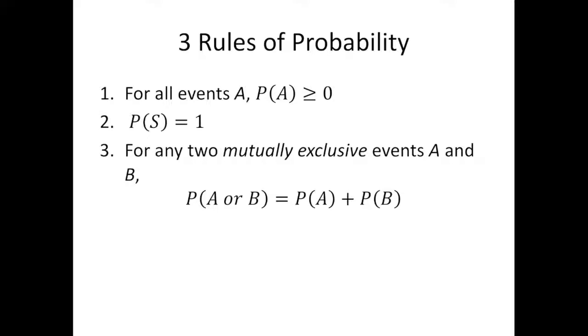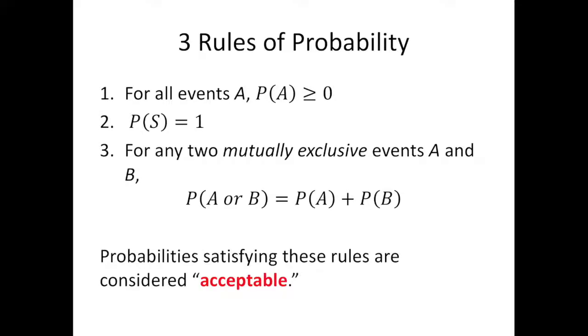The third and final rule will be one of our more useful computational tools, and that is for any two mutually exclusive events, A and B, the probability of A or B, or in set notation, the probability of A union B, is equal to the probability of A plus the probability of B. So when I want to know the likelihood that one event or another occurs, if you can insert that word or into it, then I know that if they're mutually exclusive, that has to hold. If I don't know that, I can't use this formula. But if they're mutually exclusive, then I simply add the probabilities together. So quite often, students associate probabilities of unions with addition. Any probabilities we assign that satisfy these three rules are considered acceptable.